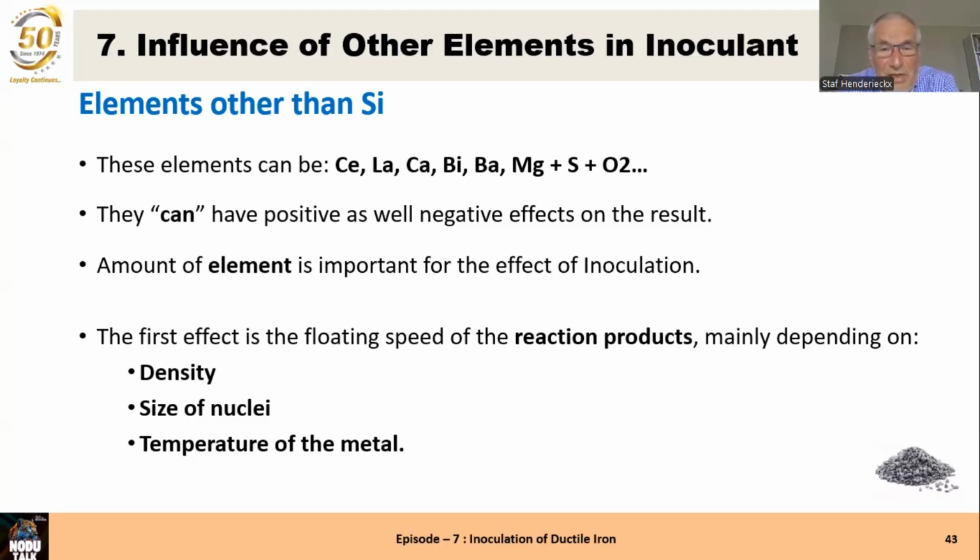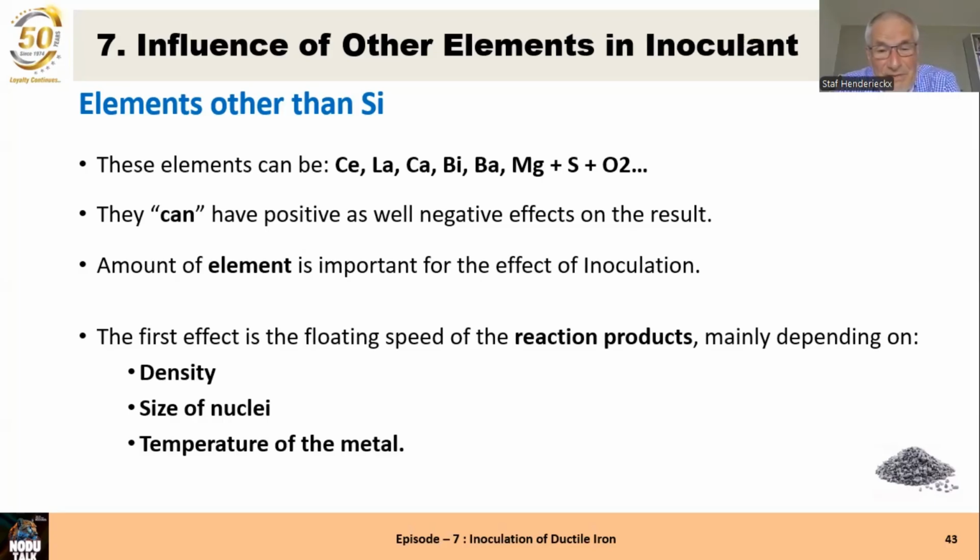We can see cerium, lanthanum, calcium, and so on. They can have a positive as well as a negative effect on the result. And the amount of that element is very, very important. I told you already, calcium is very positive to help magnesium for removing the sulfur. But if it's too much and it's added late, then you will have liquid slag. And liquid slag you cannot keep out of your casting, and you will have a problem.